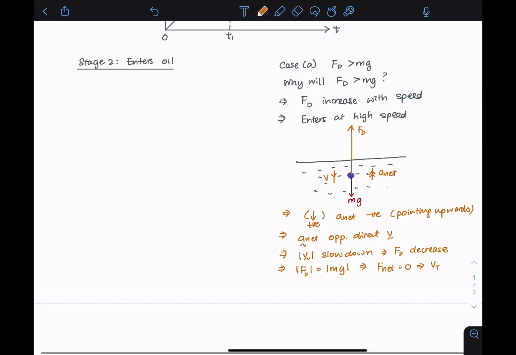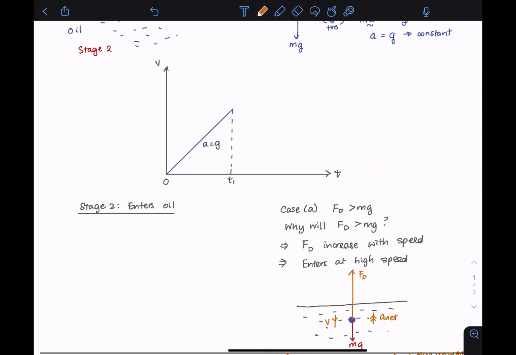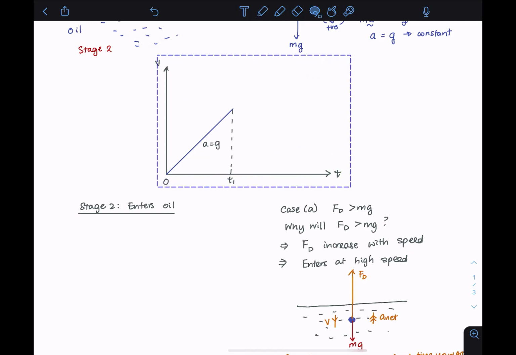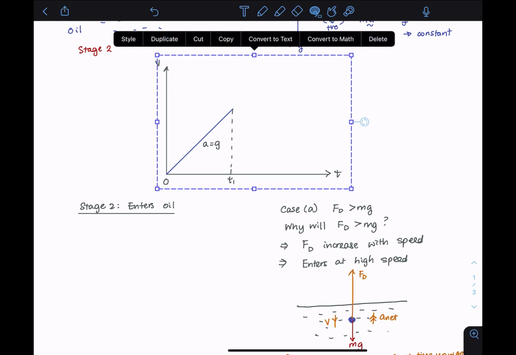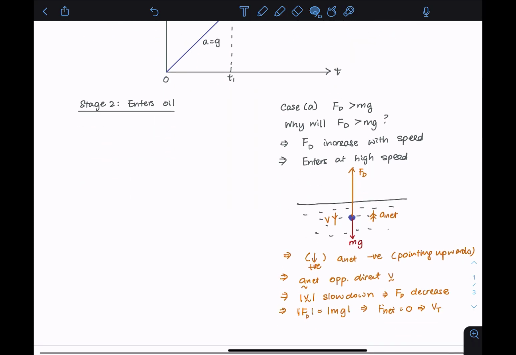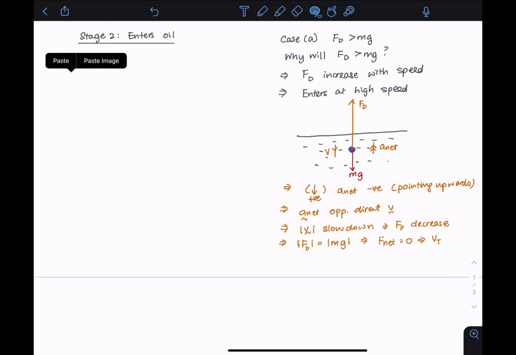So let's put this on our diagram and complete this diagram. I'm going to copy it here. So let me just click this picture, copy, and put it down here and complete our diagram.